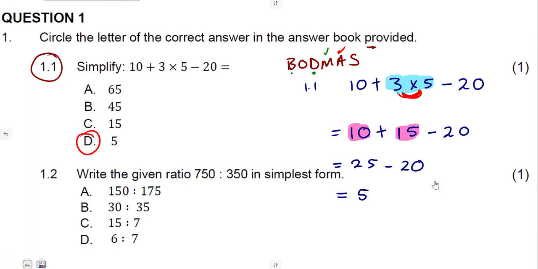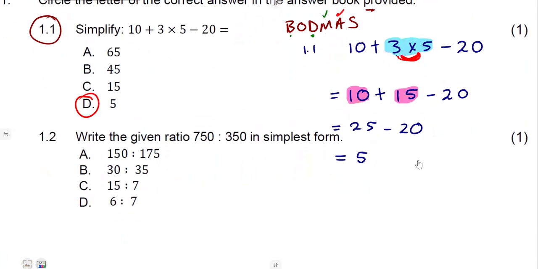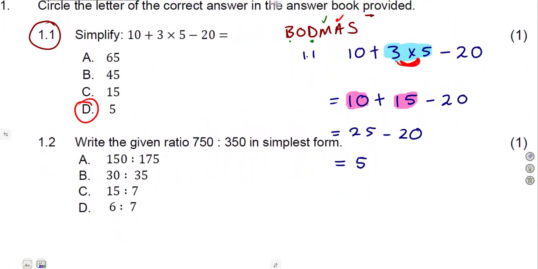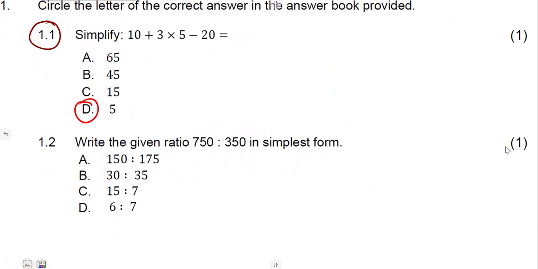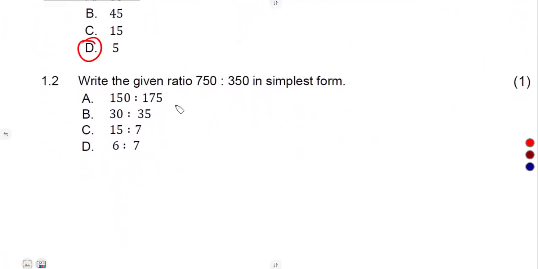Let us move on to 1.2. We are given a ratio. Remember also as part of whole numbers, there is part of ratios, ratio and rate. In this case, we are given a ratio on 1.2. Write the given ratio 750 as to 350 in simplest form. Remember that a ratio is a fraction. A as to B can be written as A over B. If you understand that, you can simply have this one as a fraction, 750 over what?